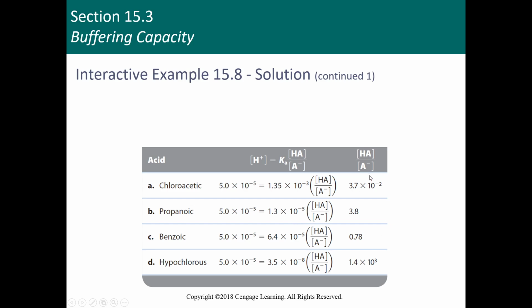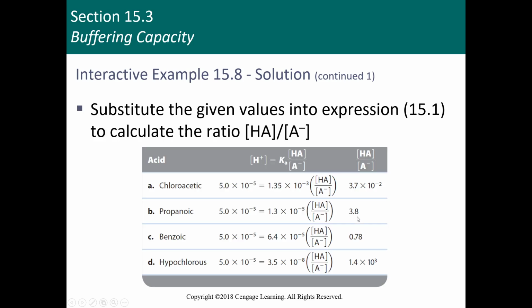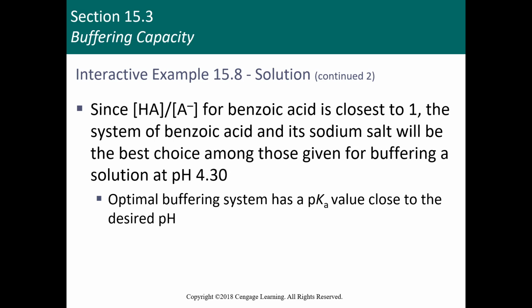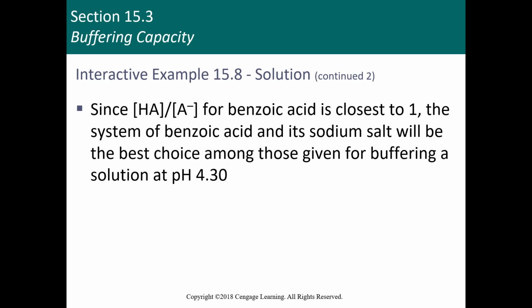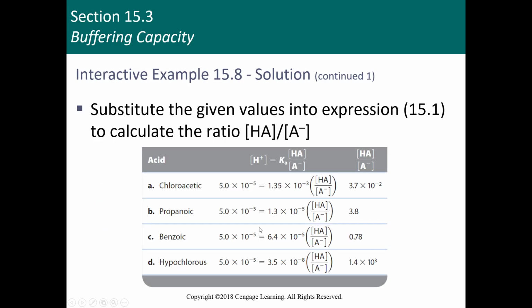We want these values right here to be as close as possible to 1. This is the acid versus the conjugate base here, isn't it? So our benzoic acid, which was the one that's closest to 1 here, would probably be our best choice. That would give us our optimal buffering. And again, that's because these numbers are the closest. You can test that by figuring out these ratios right here and seeing which one is the closest to 1.